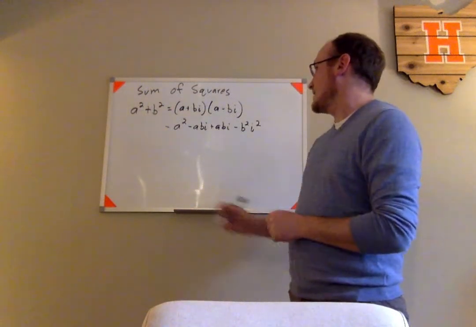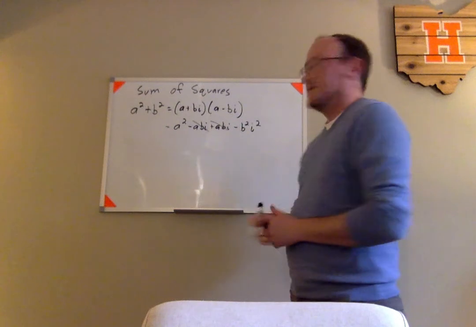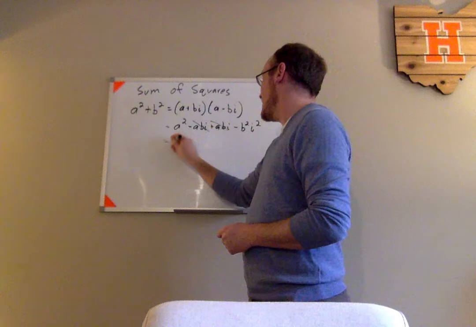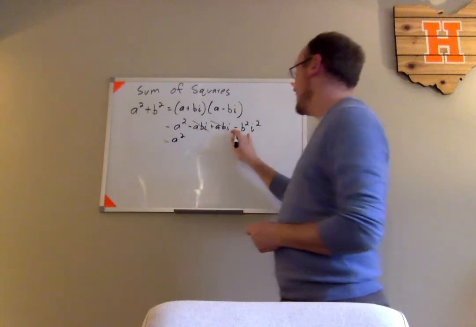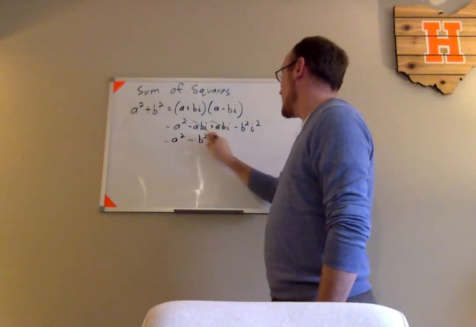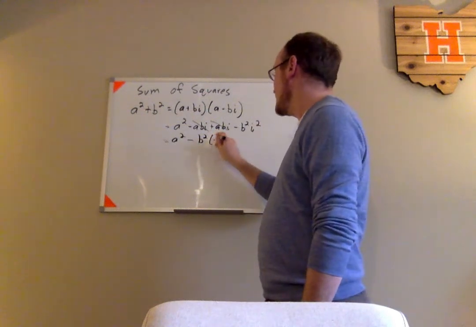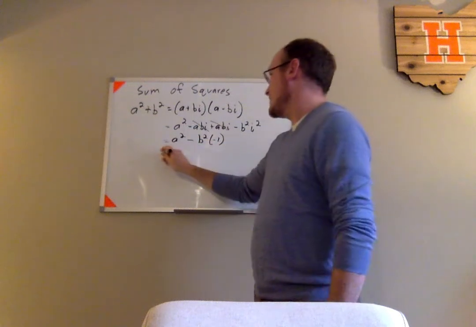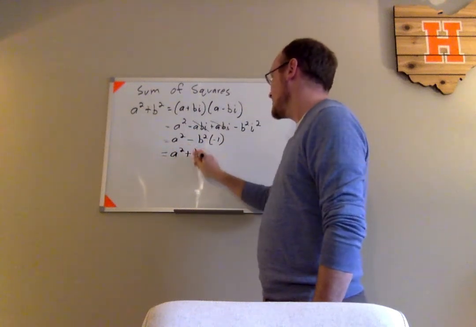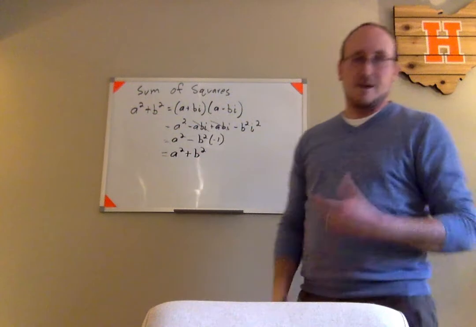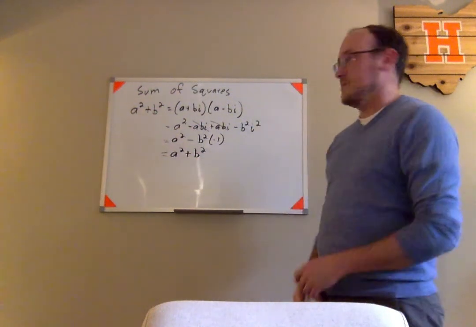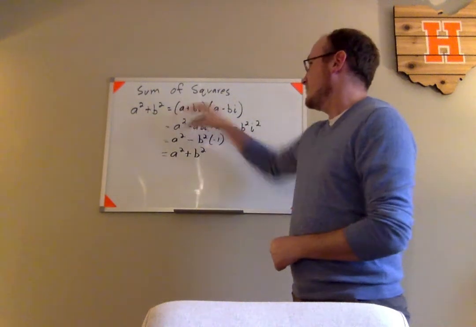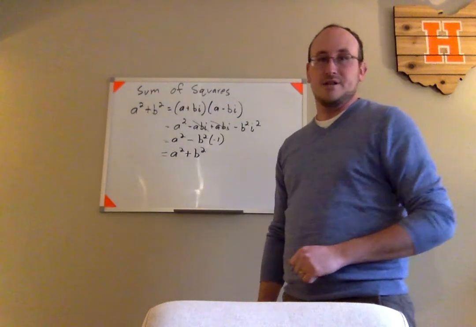But now going ahead and simplifying this a bit, these two terms in the middle cancel each other out, the positive abi and the negative abi. And that just leaves me with a squared. And then over here, we have minus b squared i squared. But remember, i squared is negative 1. And then if we multiply this negative b squared times negative 1, that would make it become plus b squared. And you can see we did, in fact, arrive at what we originally had. So we've verified a formula here for factoring a sum of squares using the imaginary unit i.